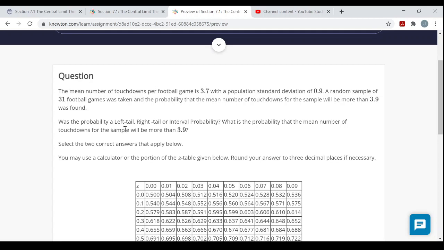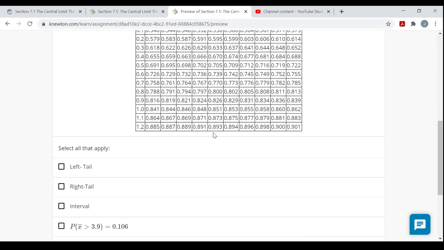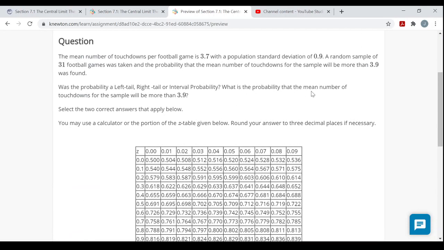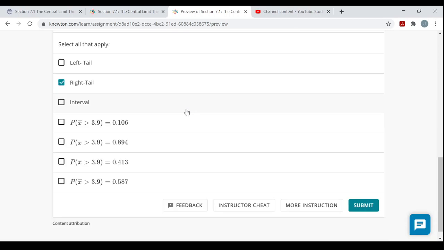Was the probability a left tail, right tail, or interval probability? So are you looking to the left of some value, to the right of some value, or between two values? Well, more than 3.9, that's to the right, that's a right tail. So it's a right tail probability. What is the probability that the mean number of touchdowns for a sample will be more than 3.9? So you got one of these choices here.